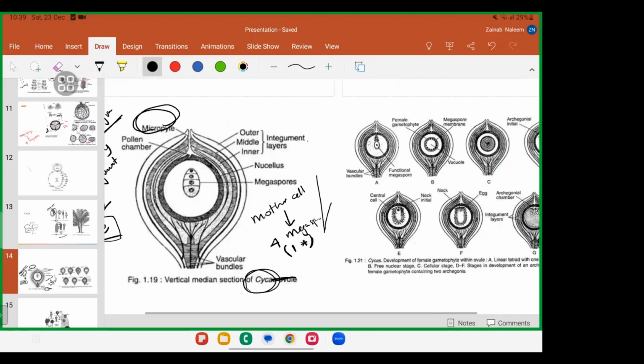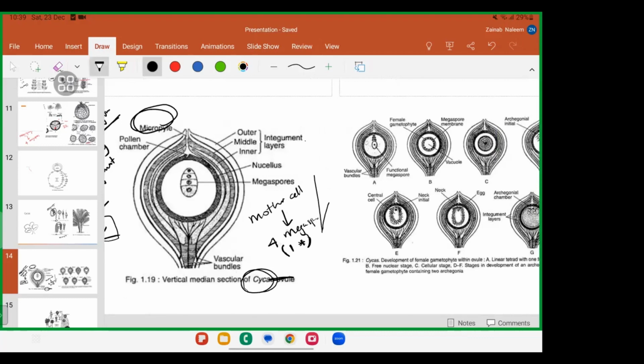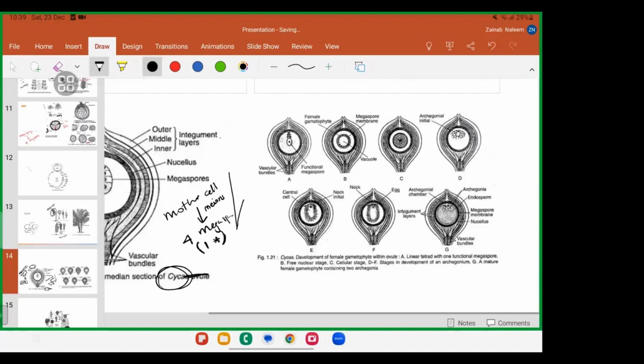So in the ovule, we have a mother cell which produces four megaspores by meiosis, but only one is functional. The one functional megaspore is also not released. It is kept inside the ovule, and it develops into a female gametophyte.